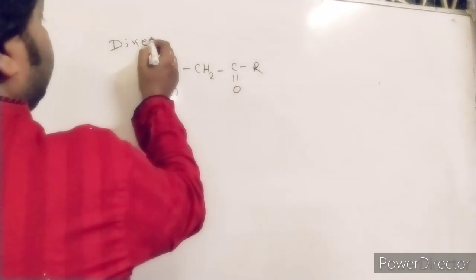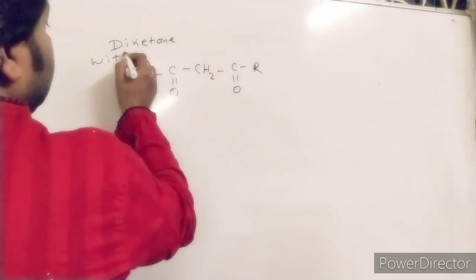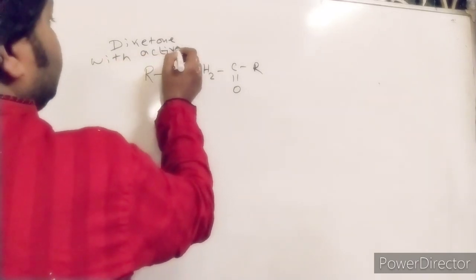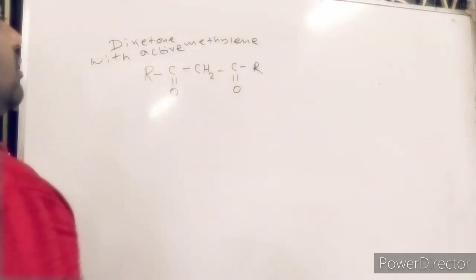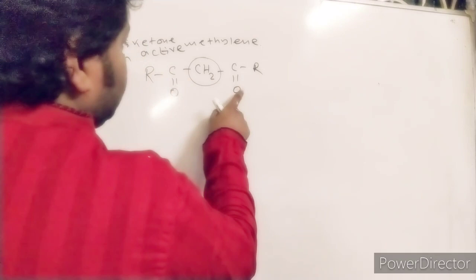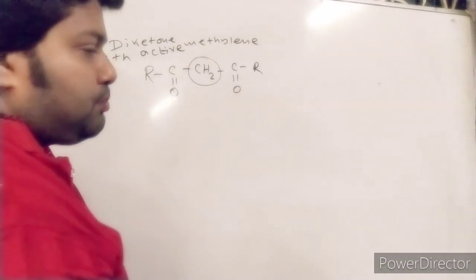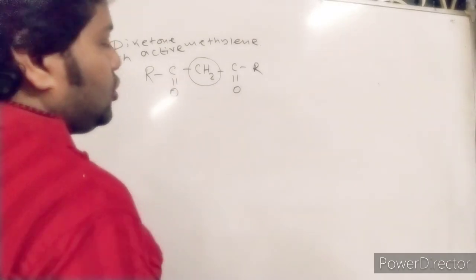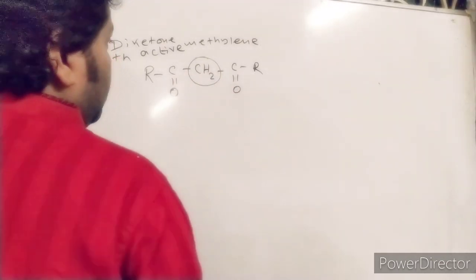First of all, what kind of compound can we call this? It's a diketone compound with an active methylene group. This is your methylene group. When it is present in between two CO groups, it is called an active methylene group. Mostly we select these two CO groups surrounding this CH2 group.